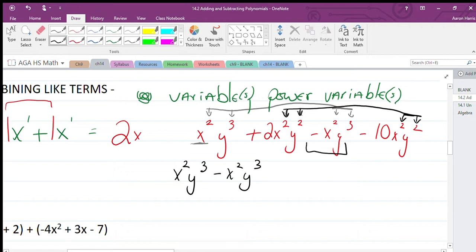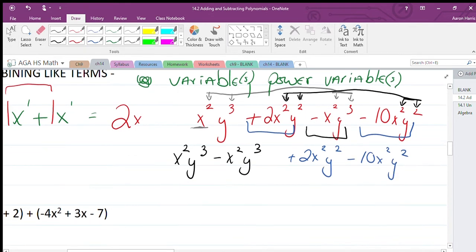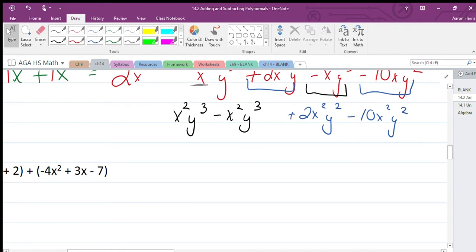Now, with the other family, these two, here we go. I get a positive 2x squared y squared. I have a negative 10x squared y squared. And now, because I've grouped them together, I can easily do it. Okay? Here we go. I have x.